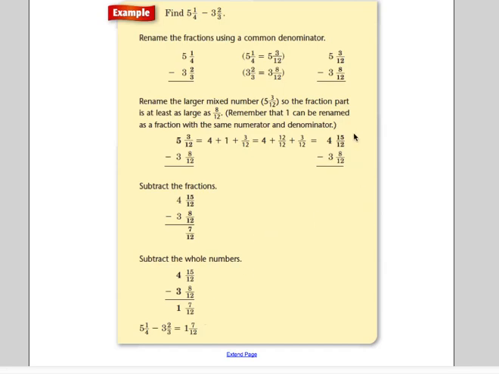It's very important that you understand how to take this and rename it as this. These are equivalent fractions. It's just a different way of naming the same amount.